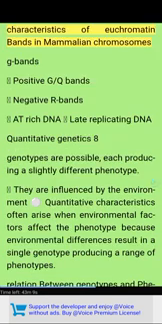Characteristics of euchromatin bands in mammalian chromosomes. G bands: positive; Q bands: positive; R bands: negative; AT-rich DNA, late replicating DNA.